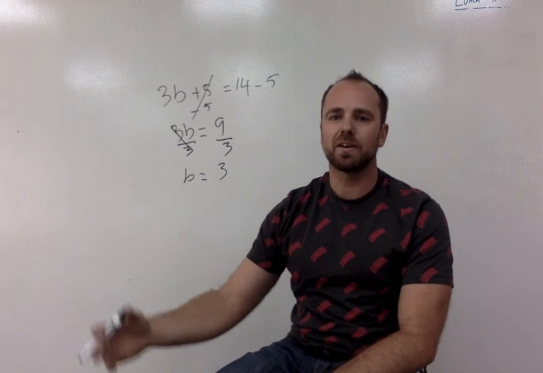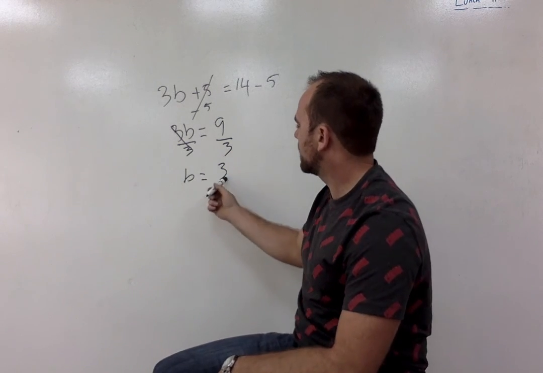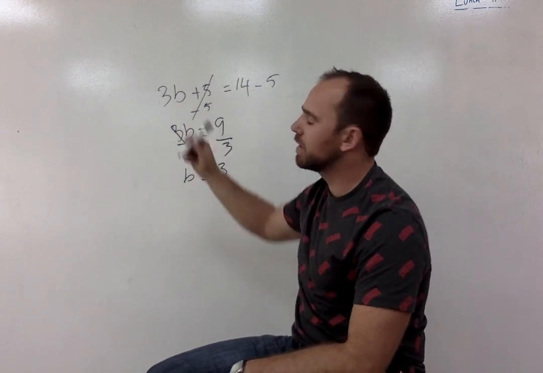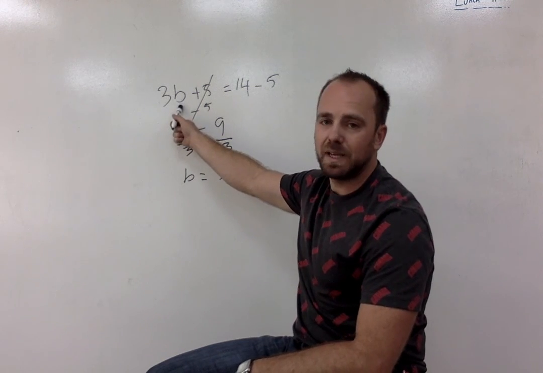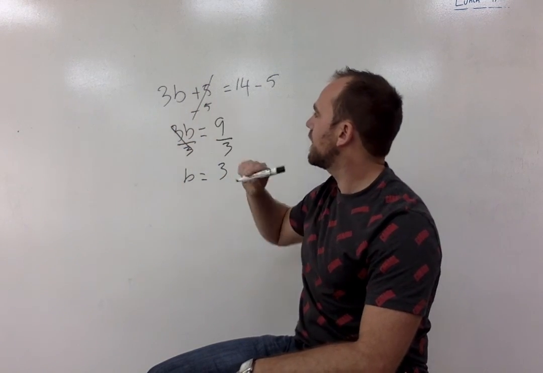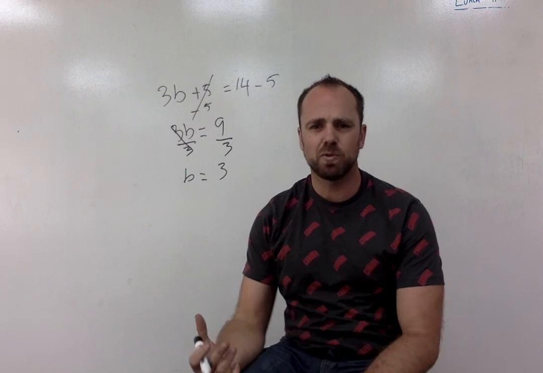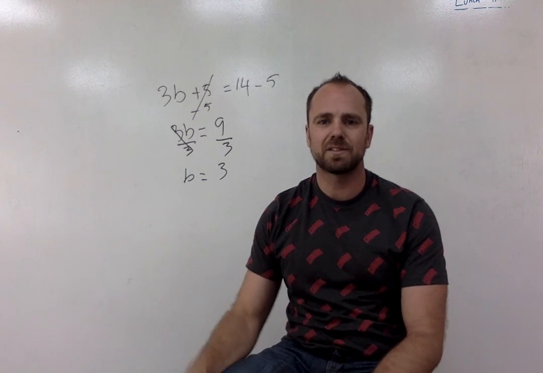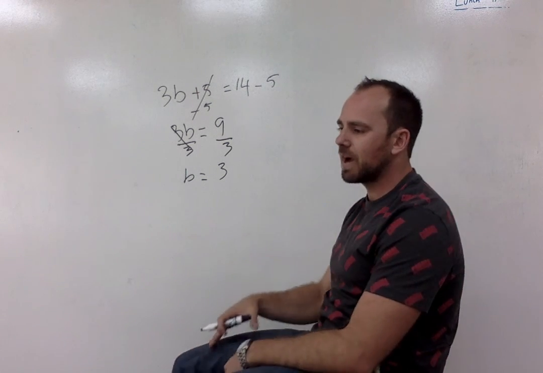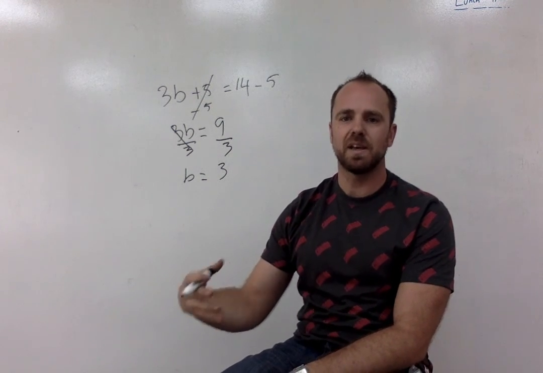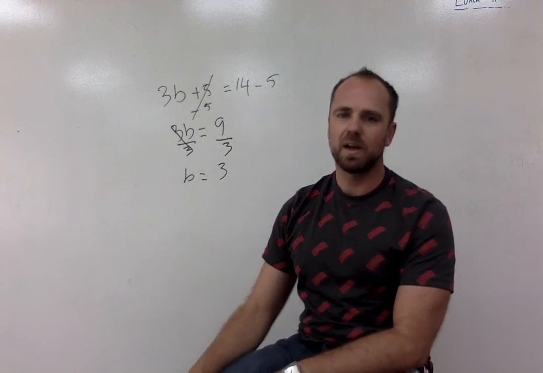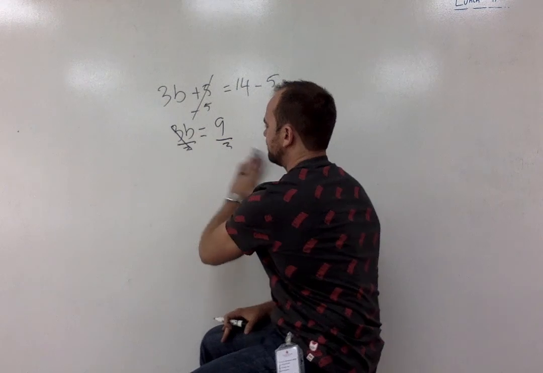Okay? Now I can go and I can test it. I can say, okay, let's put 3 in for b. 3 times 3 is 9. 9 plus 5 is 14. So that ends up working. So my answer ends up being correct. Okay? I can always do these checks anytime I get an answer when I'm doing these types of questions.